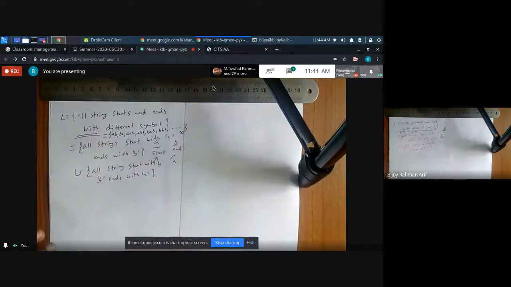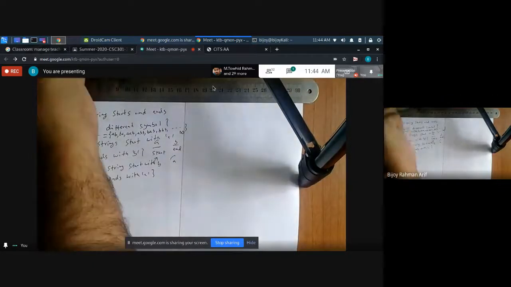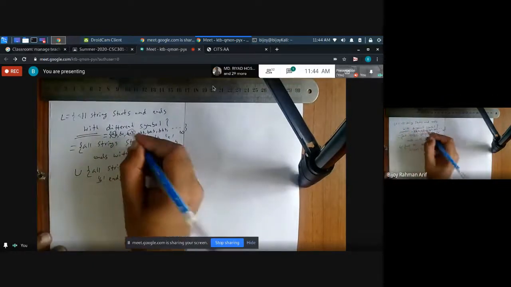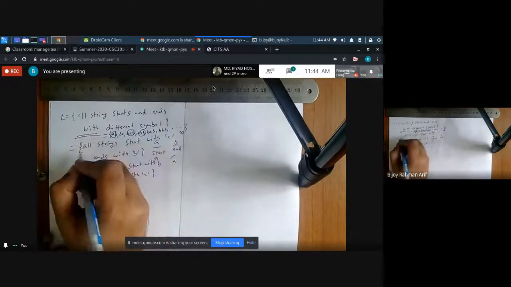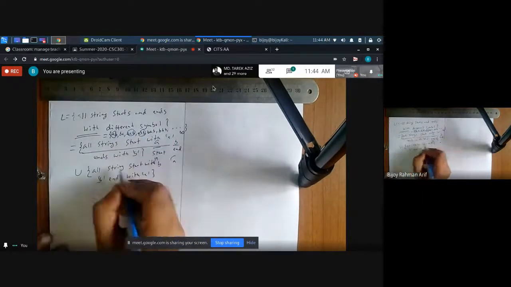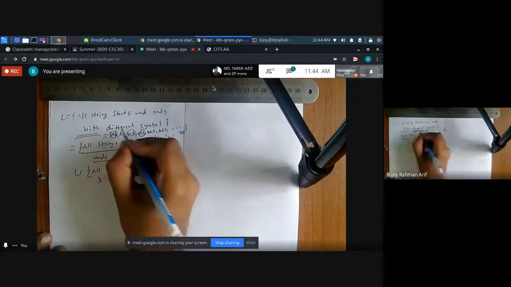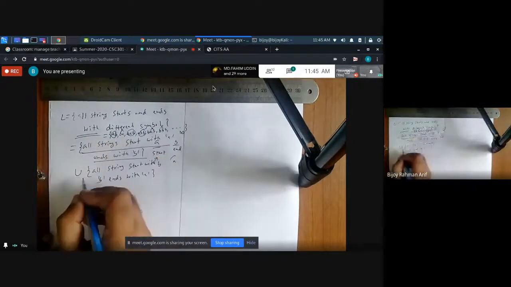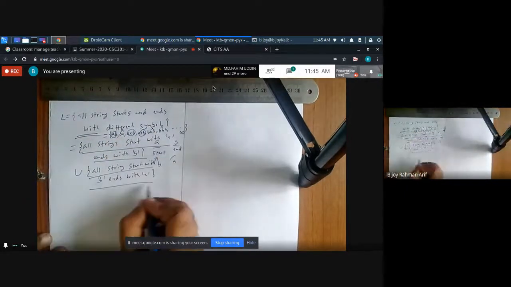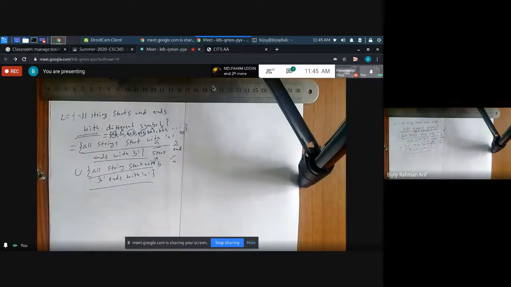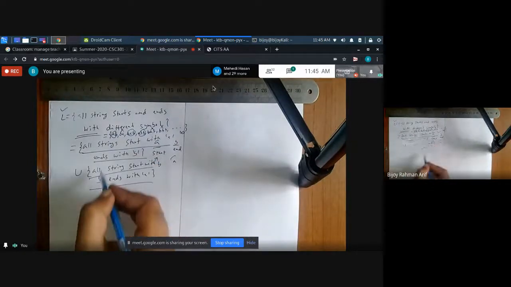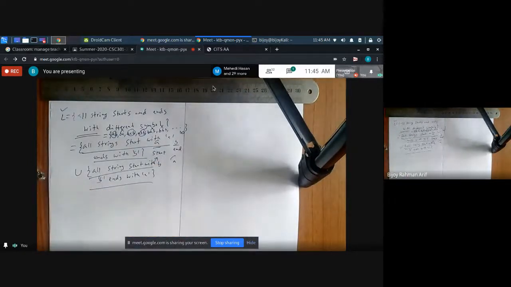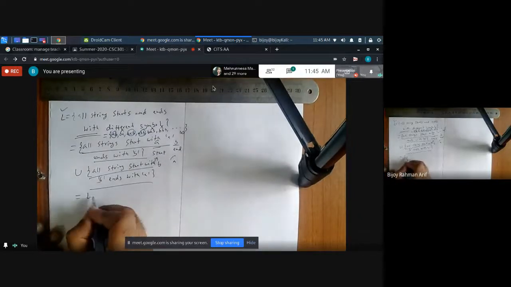This one, this one, this one, they belong to this language. And this one, this one, this one belong to this language. So, of course, this original language, all strings that start and end with different symbols, can be represented as the union of these two different languages. Now, what is L1? It is nothing but L1 union L2.